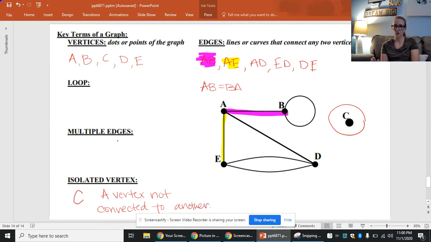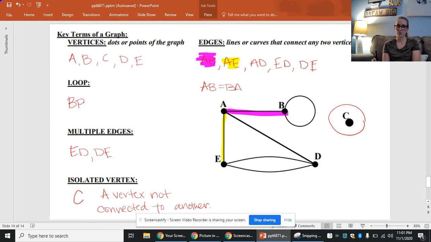And then if you have multiple edges, that's going to be when you have multiple curves or lines, multiple edges going between the same two points. So for instance, ED and DE. That would be an example of a multiple edge, like we just discussed, that you have here coming back and forth. And then I think a loop's also pretty self-explanatory.